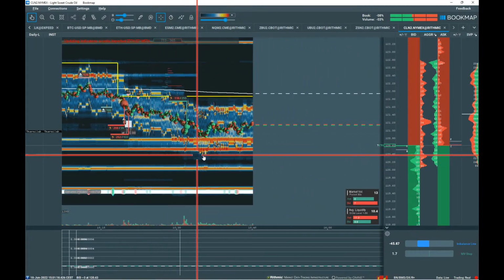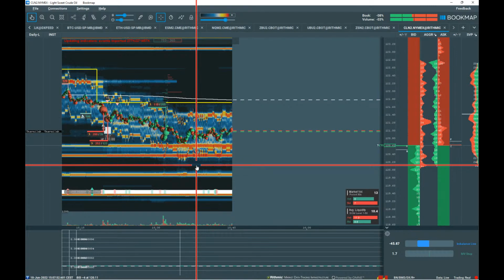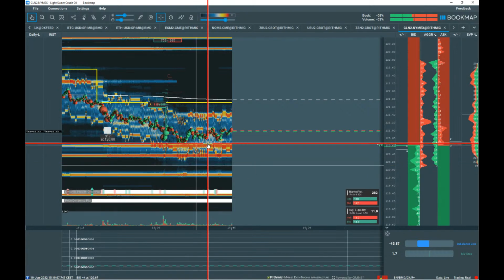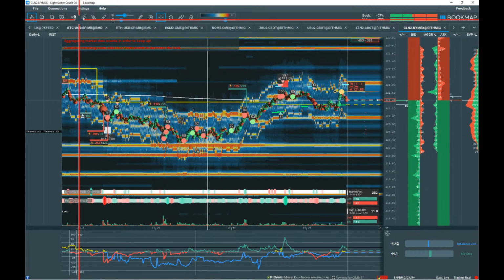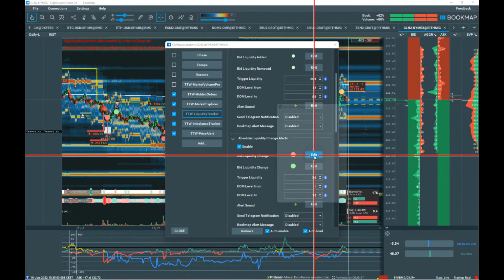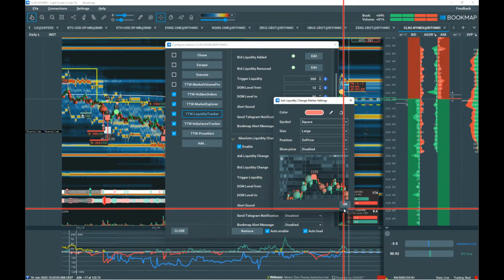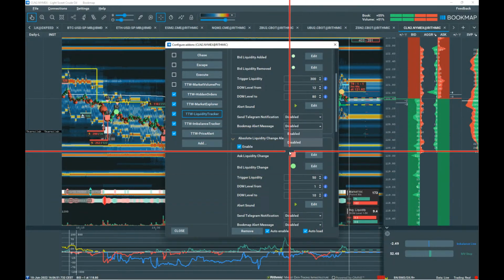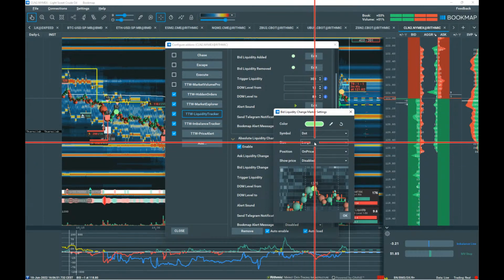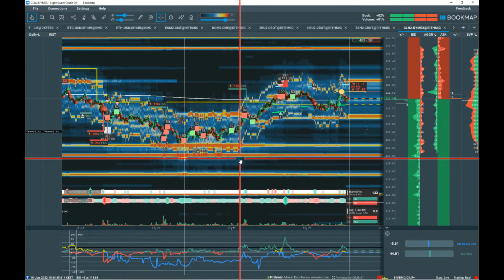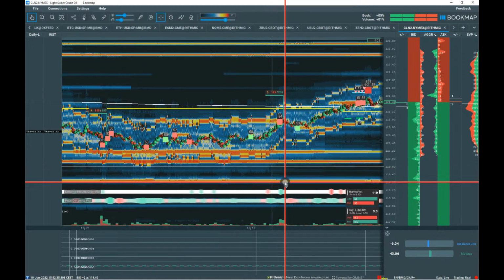Give the Bookmap a second to recalculate. Absolute liquidity changes mark liquidity changes around the price, where the price is going to. Yeah, you see that here. Let me mark it as a square. It's a little bit too exaggerated, but I just want to show you the idea behind it.